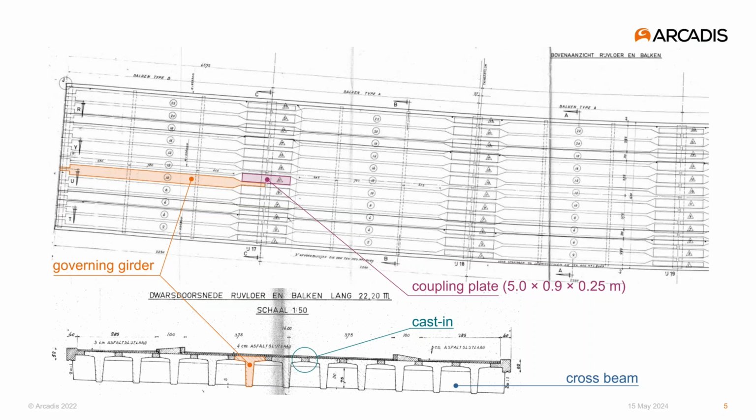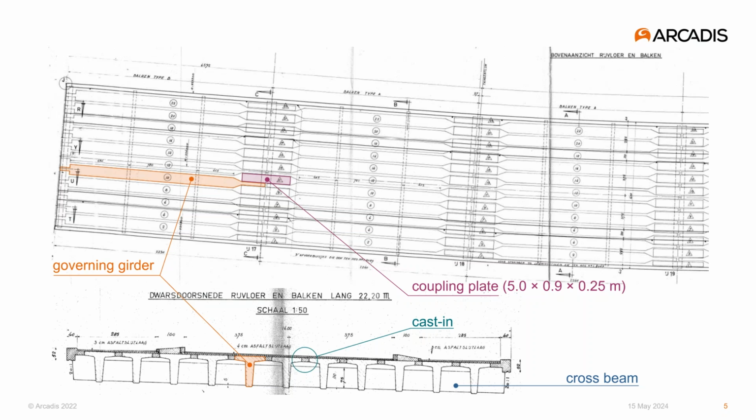In order to combine the girders to a monolithic continuous structure, coupling plates are placed in between the girders, shown in purple, above the supports. And these coupling plates are pre-stressed as well. And subsequently, the primary cross beams in blue were cast and pre-stressed.